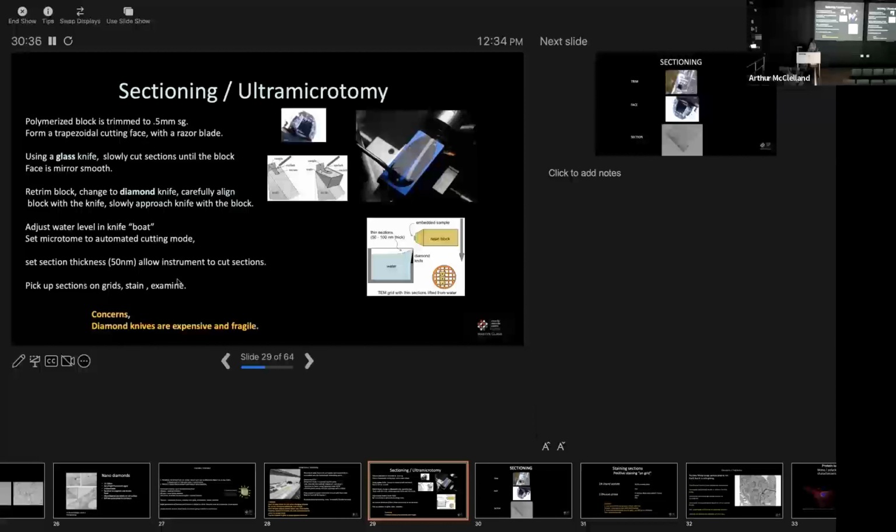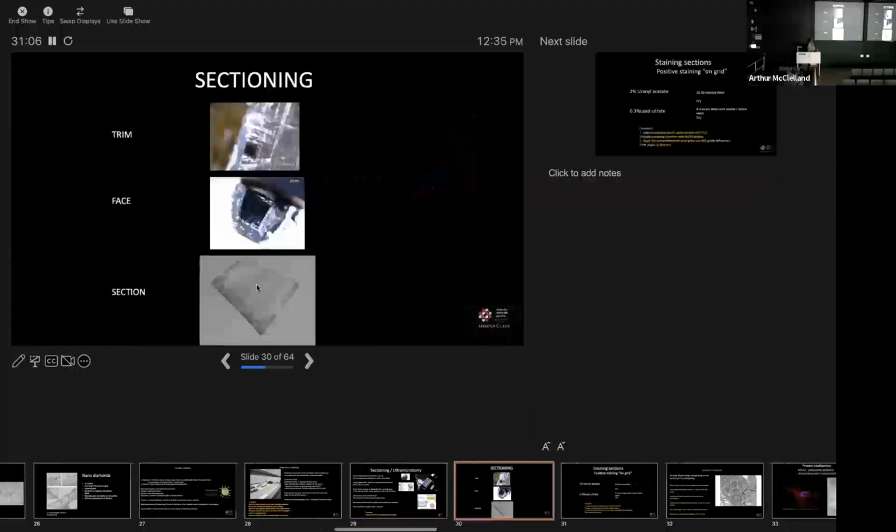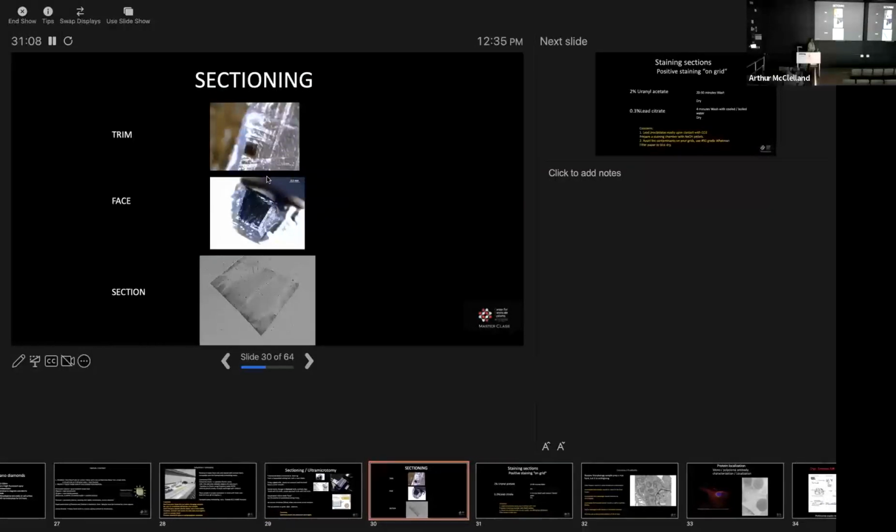All right, so after that, we're going to have to stain these sections again with uranyl acetate for 20 minutes and lead citrate for another 4 minutes. The concerns that you need to keep in mind here: diamond knives are very expensive. They run about $3,000 apiece, and they're very fragile. So before you are given a diamond knife to use, you have to prove competency with a glass knife. And that takes time and practice and patience. So the basic steps again: trim the block, face the block, section the block.